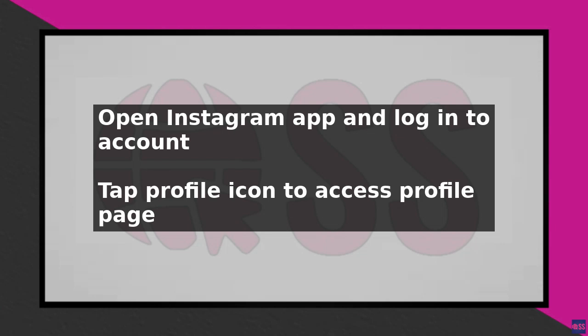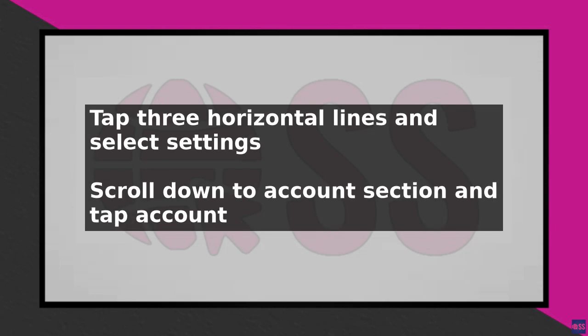Next, tap the 3 horizontal lines at the top right corner of the screen. This will open a menu with several options. Tap the Settings option, which is usually represented by a gear icon.